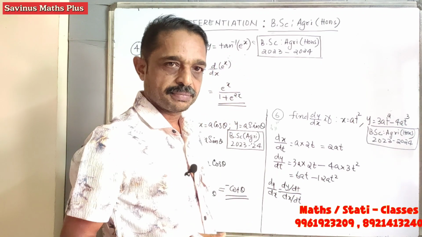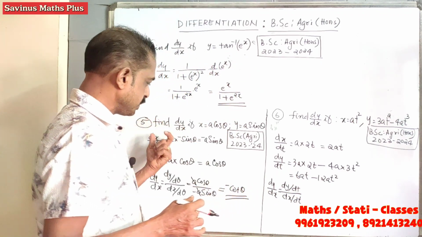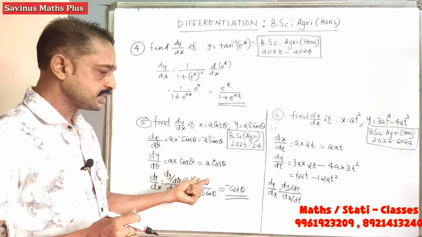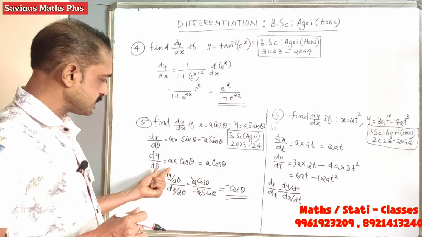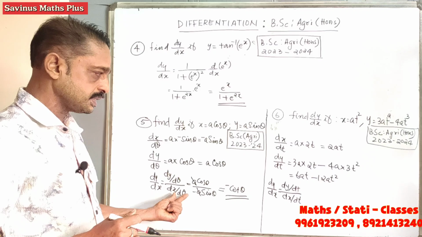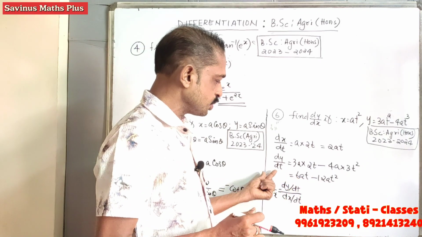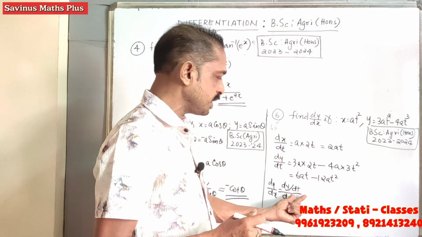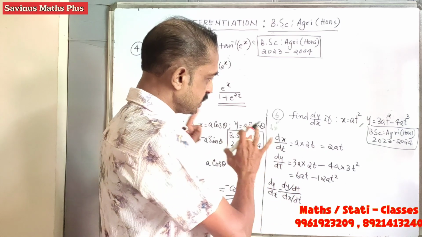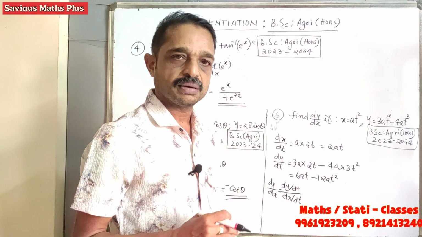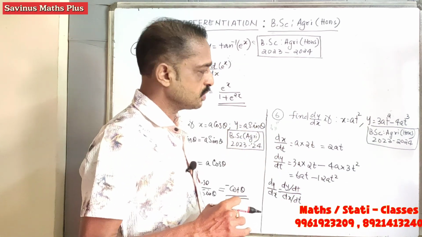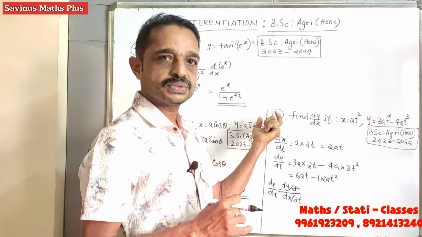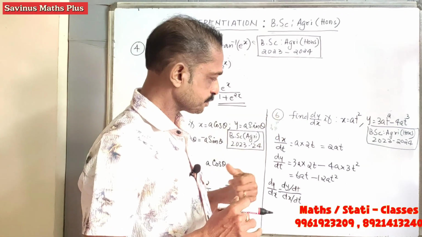Here t is the parameter. See, in the previous problem, theta is the parameter. So dy by dx is dy by d theta divided by dx by d theta. Here t is the parameter. So dy by dx is dy by dt divided by dx by dt. So this type of differentiation is called parametric differentiation, or these types of forms are called parametric forms.